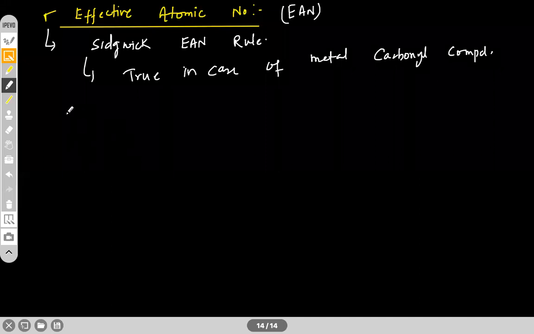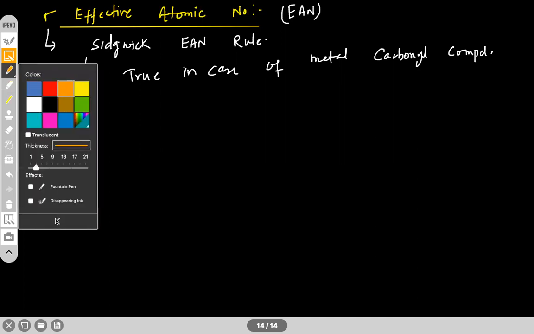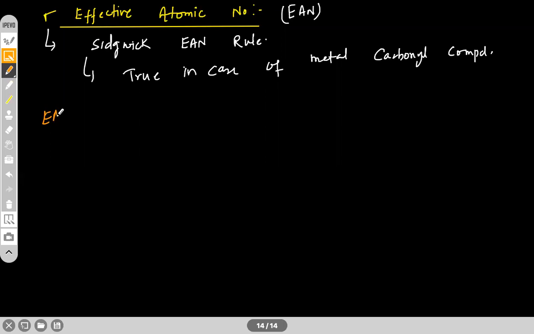The effective atomic number for any metal in the bonding state, if you try to find out, it's a very basic thing you can understand easily: effective atomic number means the net number of electrons you are trying to find out after the bonding, right? That would be equal to the atomic number, which was initially there. This is the atomic number. And in that way, it loses some electrons also. So we'll write minus oxidation state, with the charge, with the sign actually.